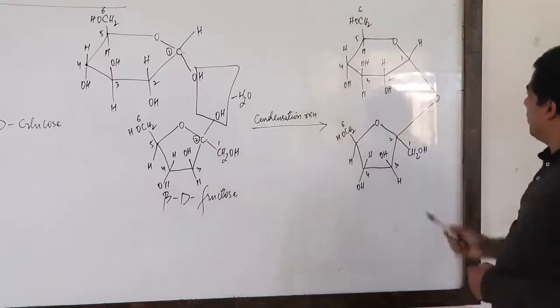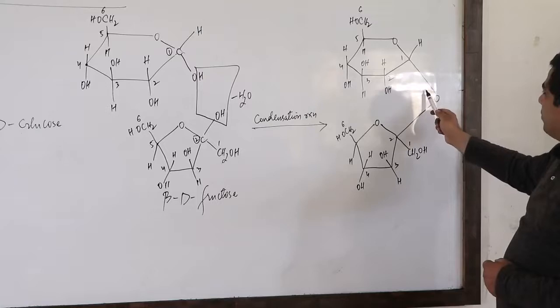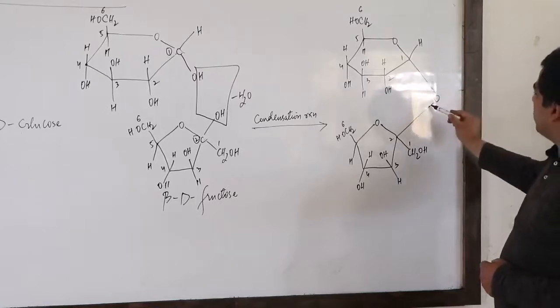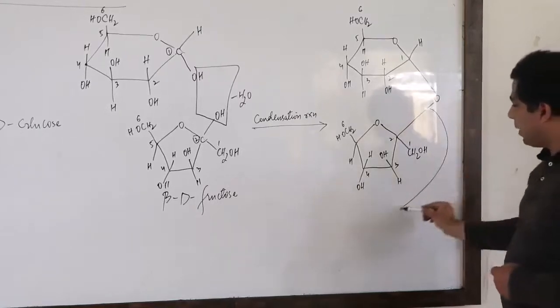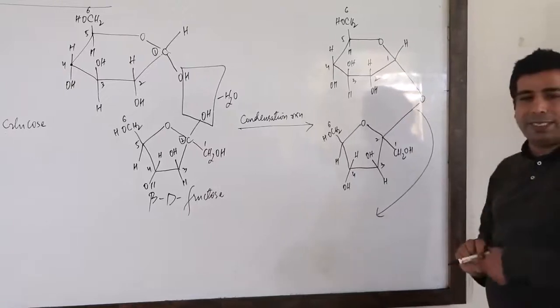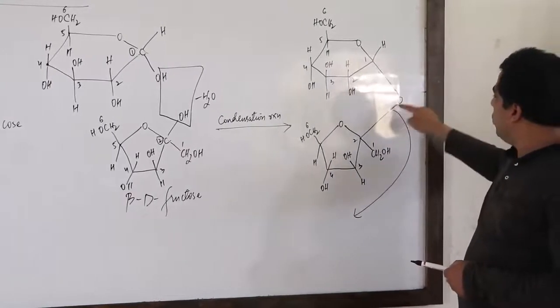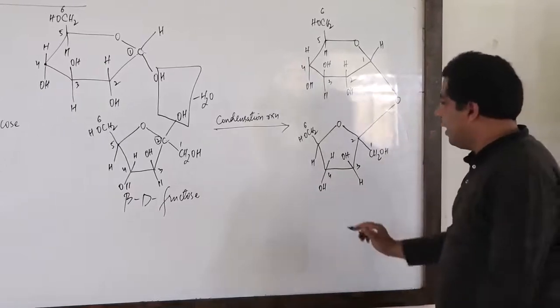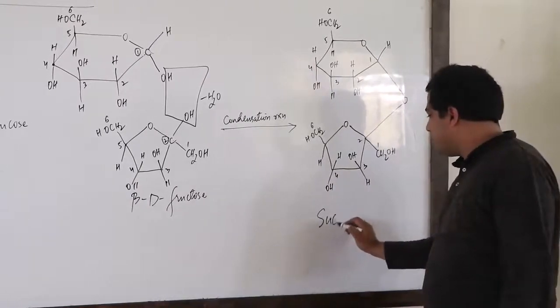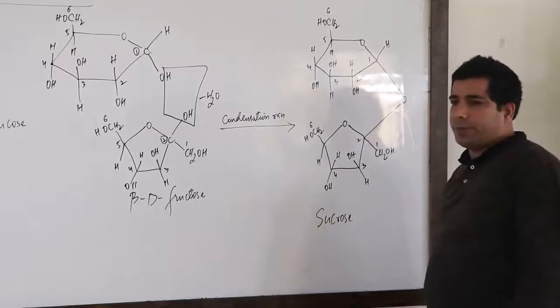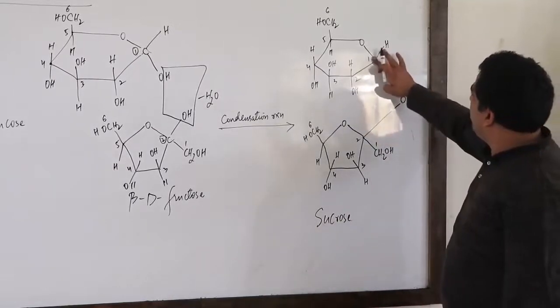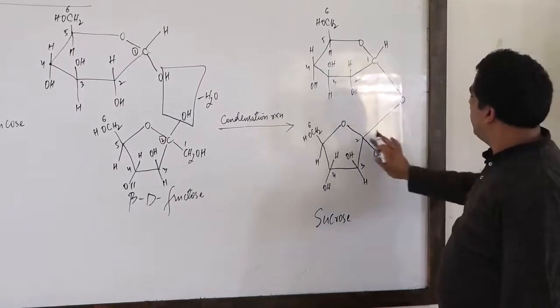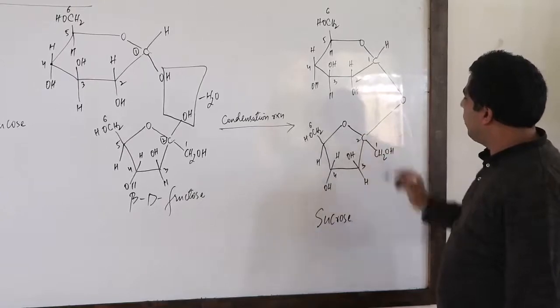So this bond which I am talking about here is nothing but a glycosidic bond. Okay, please remember this C-O-C bond is a glycosidic bond. Before that, I will mention that this molecule is the sucrose molecule. So it is between the first carbon of glucose and the second carbon of fructose.